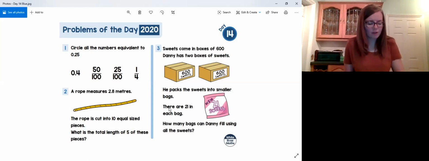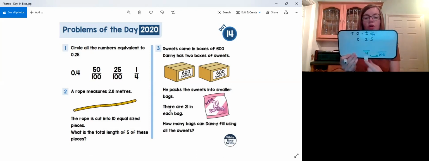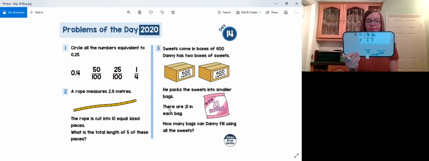Now to convert that into a decimal to be able to compare, I need to think what I know about a quarter. Well, to be able to convert it into a decimal easily, I would quite like it to be a fraction over 100. Now, at the moment, the fraction is over 4.